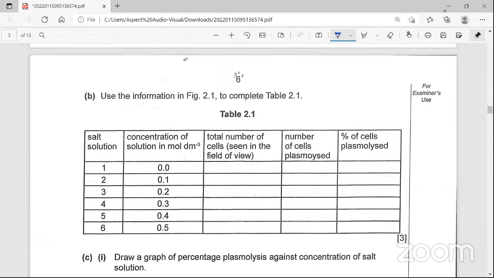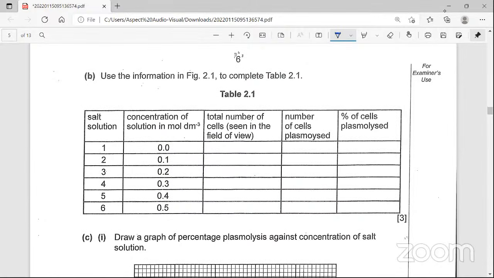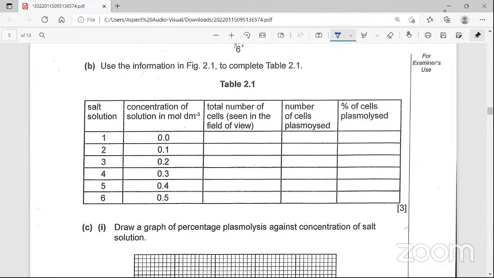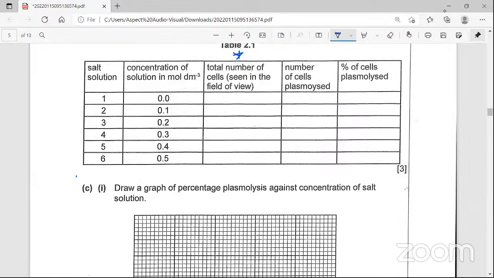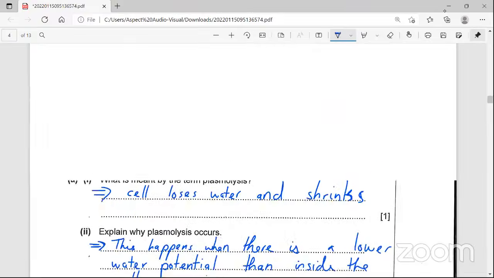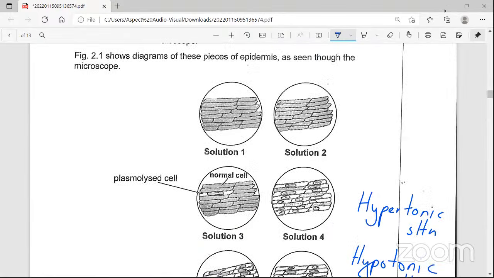Right, question B. Use information in Fig 2.1 to complete table 2.1. Right, so you've got the salt concentration and the various concentrations of those solutions. Then the total number of cells seen in the field of view, number of cells plasmolized and percentage of cells plasmolized. So we need to go back to this drawing. We need to be able to count.